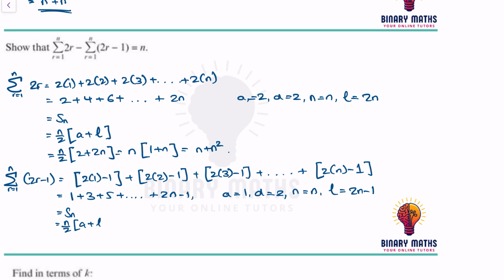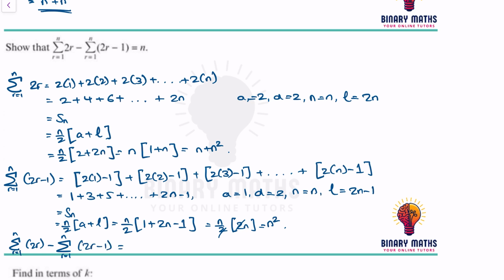So it's the same thing as working out Sn, which is equal to n over 2 times A plus L, which is equal to n over 2 times 1 plus 2n minus 1, which is equal to n over 2 times 2n, which is just n squared. So when I'm doing the sum of r equals 1 to n of 2r, take away the sum of r equals 1 to n of 2r minus 1, it's the same thing as n plus n squared, take away n squared. So I'm just left with n, which was what I was trying to prove.